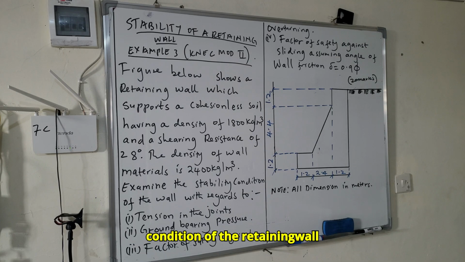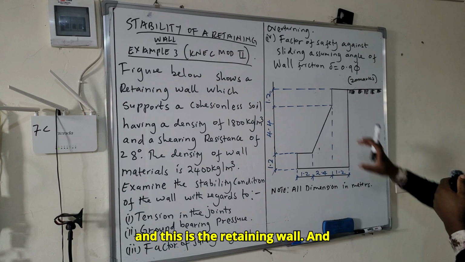Examine the stability condition of the retaining wall with regard to number 1, tension in the joints, number 2, ground bearing pressure, number 3, factor of safety against overturning, and number 4, factor of safety against sliding, assuming angle of wall friction is equal to 0.9 phi. The question carries 20 marks.